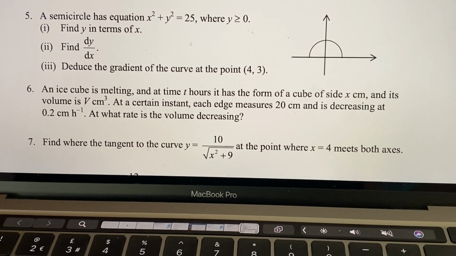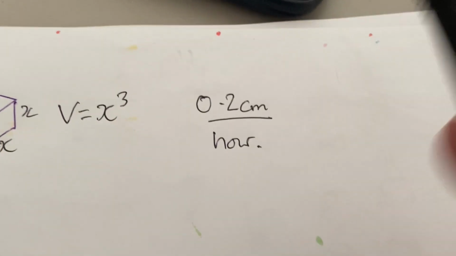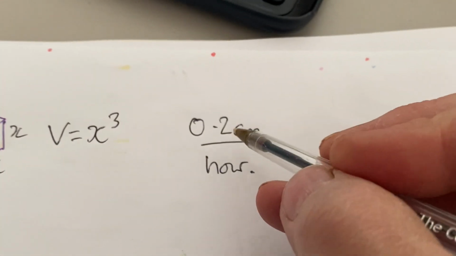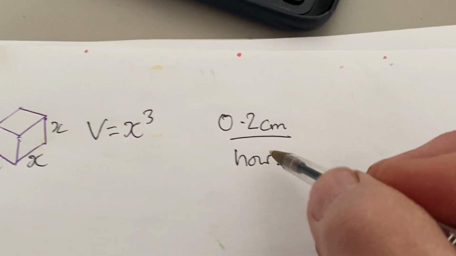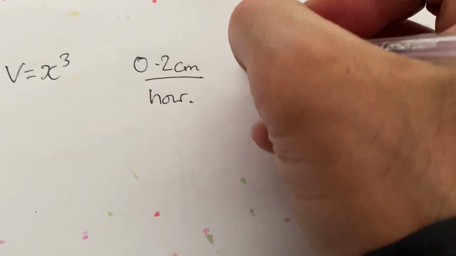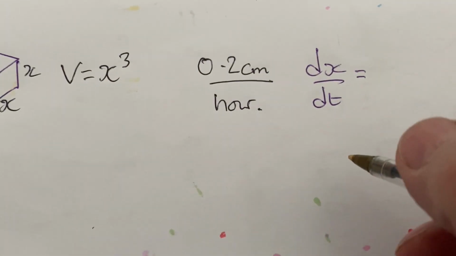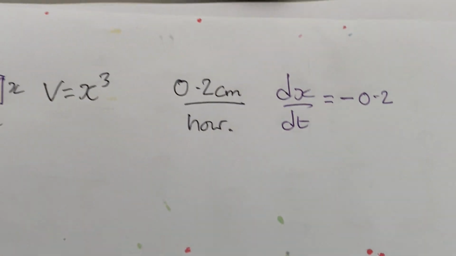So let's just look at where it says it's decreasing at 0.2. That's quite important. It's decreasing at 0.2 centimeters per hour, and that's a rate of change. So I can rewrite that in algebraic terms. I've got my length, which we call x, and my time, which we call t. So I can write that as dx/dt. And I know that's decreasing, so therefore it's minus 0.2. So I already know that.